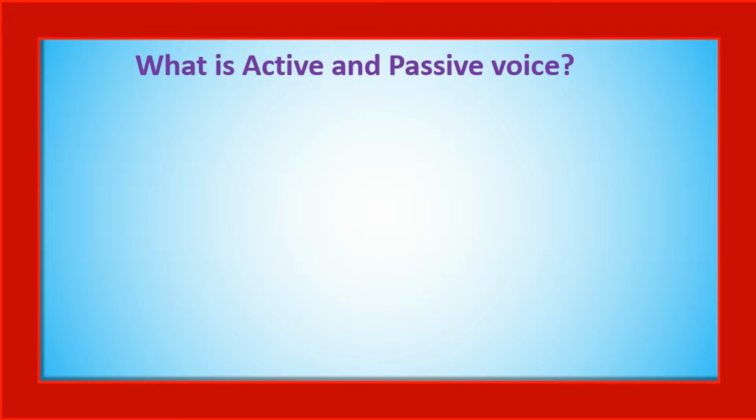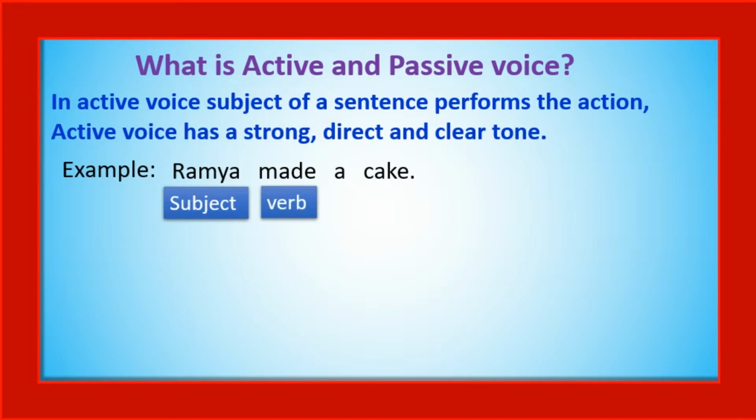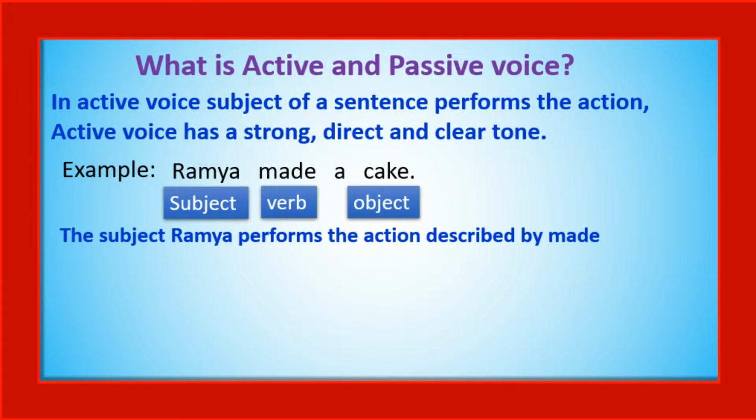Okay, now we can discuss what active and passive voice are. In active voice, the subject of a sentence performs the action. Active voice has a strong, direct and clear tone. Look at this example. Ramya made a cake. Here, Ramya is the subject, made is the verb, cake is the object. The subject Ramya performs the action described by the verb made.